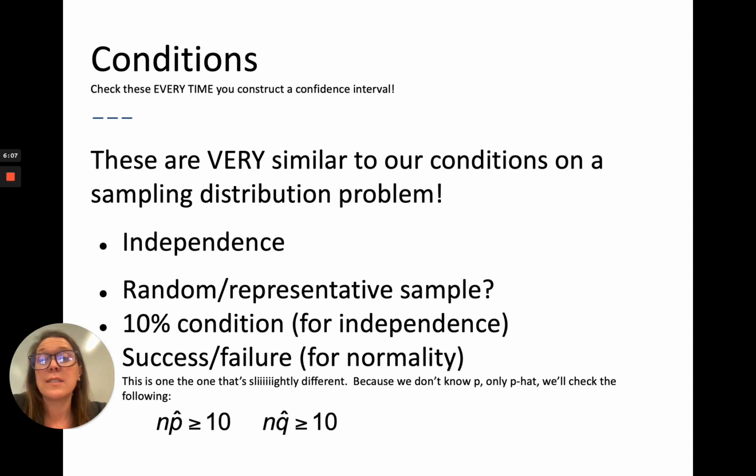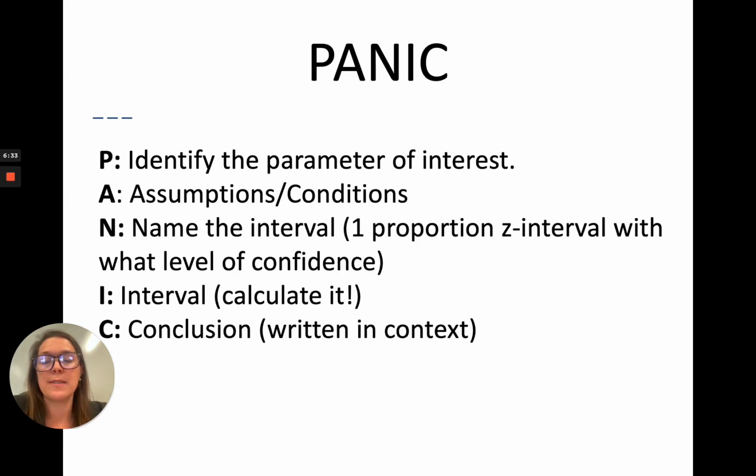We have to do the 10% condition that checks for independence. And then we have to do our success/failure to check for normality. In this case, it's a little bit different. Notice that it's not np because we don't know the true p. It's going to be np hat and nq hat. So your conditions stay the same. It's just that when we do our success/failure to check for normality, you're using your p hats and q hats. So not too crazy of a difference.